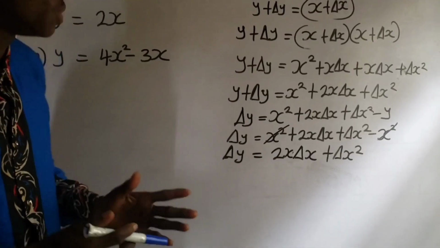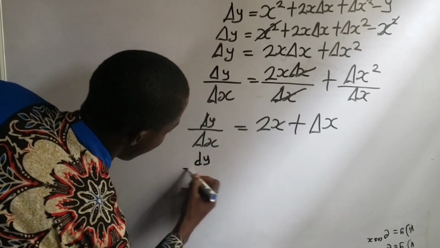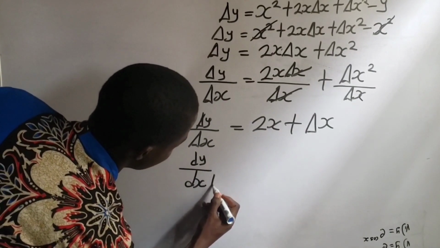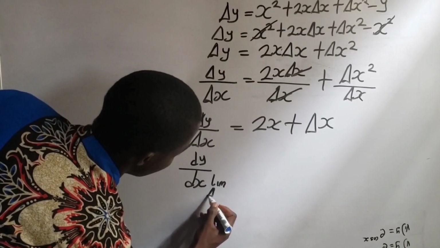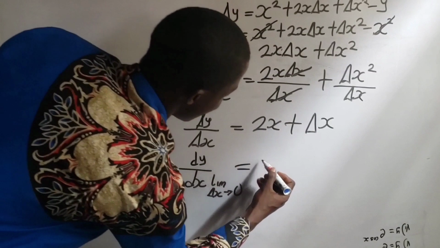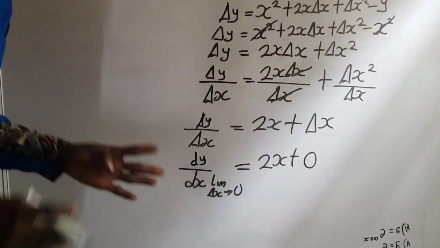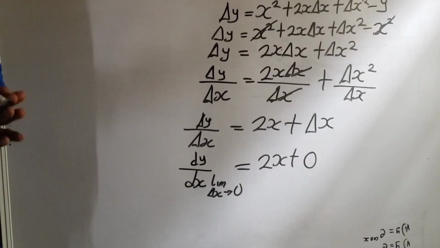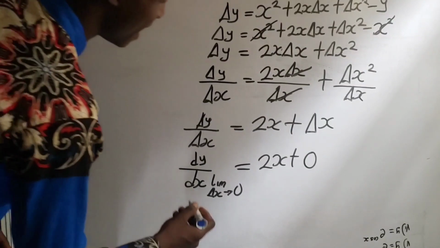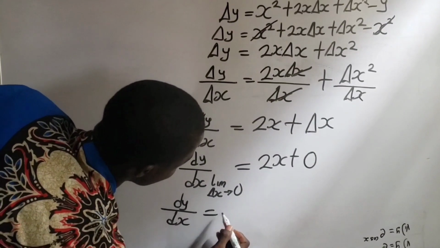The next step is to divide both sides by delta x. So I'm going to have dy all over dx, limit delta x as it tends to 0. So I'm going to have dy dx is equals to 2x plus 0. The meaning of this statement is that anywhere I see delta x, I'm going to substitute it as 0. So dy all over dx is equals to 2x.